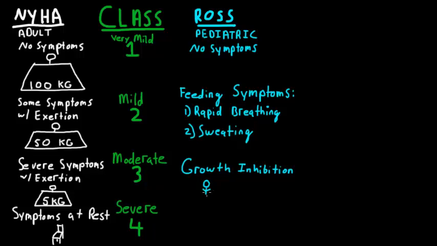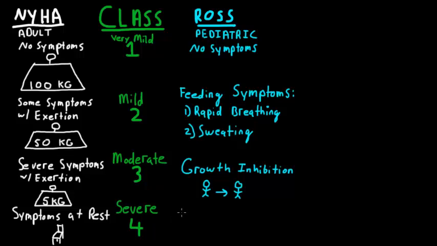So in addition to the feeding symptoms that we saw in class 2, we're also going to get this added growth inhibition symptom. These sort of build on each other. If you're experiencing growth inhibition, then in an infant, you're probably also going to see rapid breathing and sweating, and in older children, you'll also see difficulty breathing when they exert themselves.